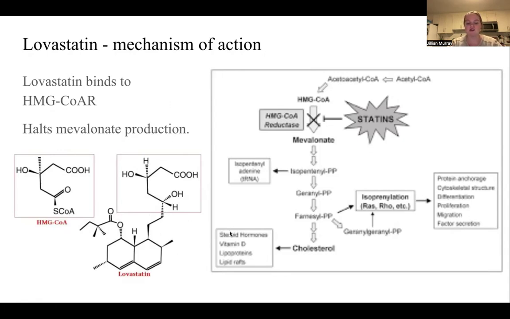This is an image on the right of a simplified version of the full synthesis pathway for cholesterol. You can see that we're blocking this step right here at the top, and then the rest of the pathway is unable to continue.